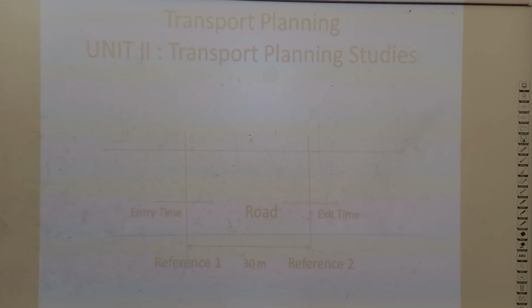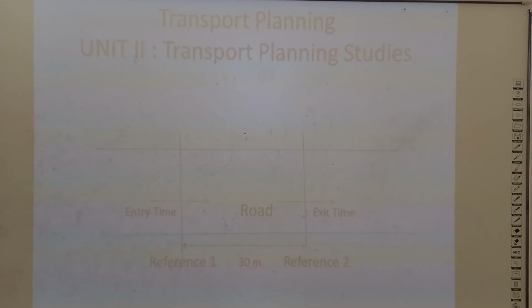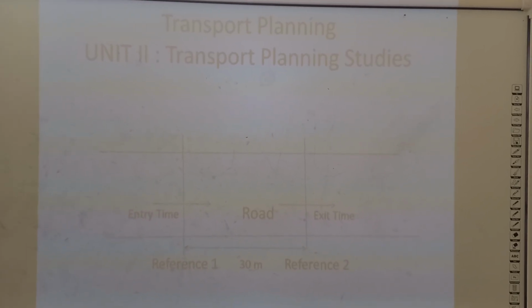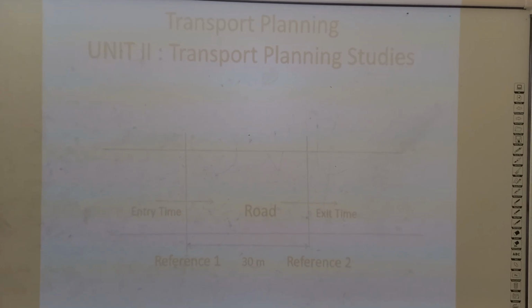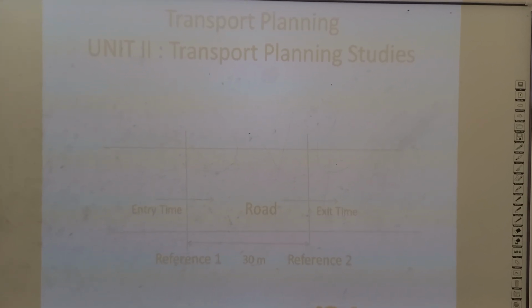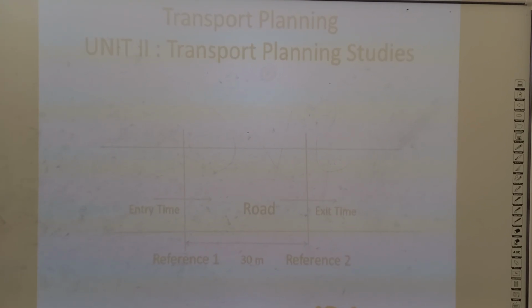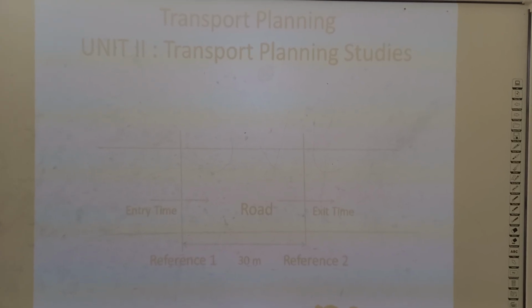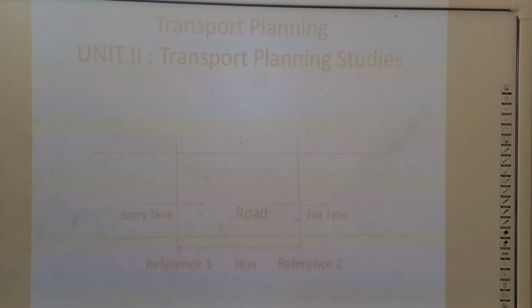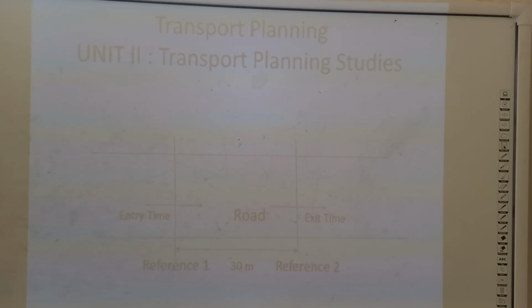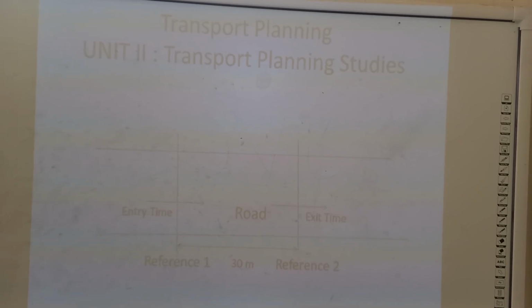lines, and measure the entry time and the exit time of the vehicles, of different categories of vehicles, and the difference of the exit time and entry time will give the travel time. Travel time is important. The travel time will give an idea whether roads are congested or roads are free. Hence the distance between the two reference lines divided by the travel time will give the speed.